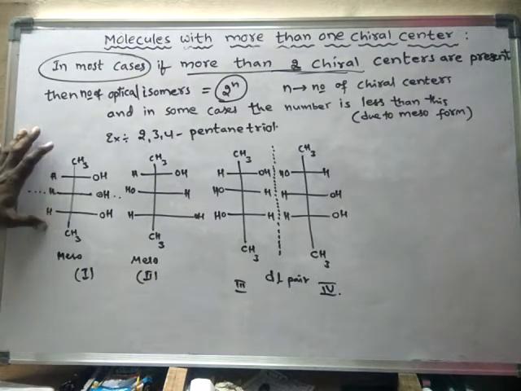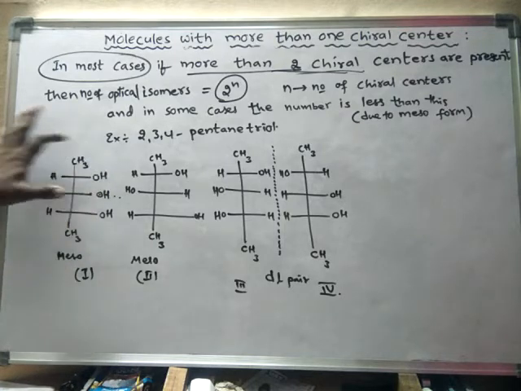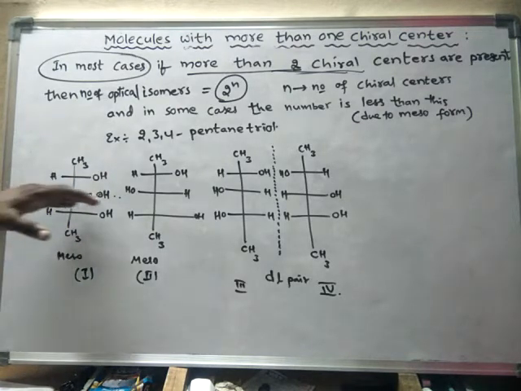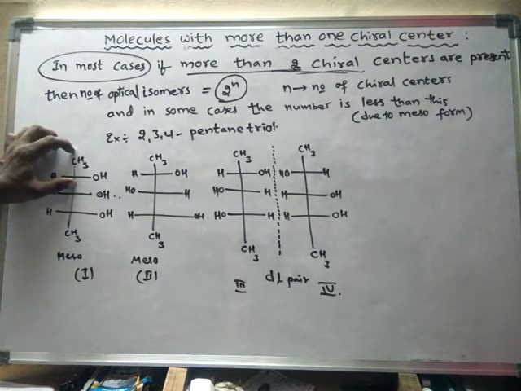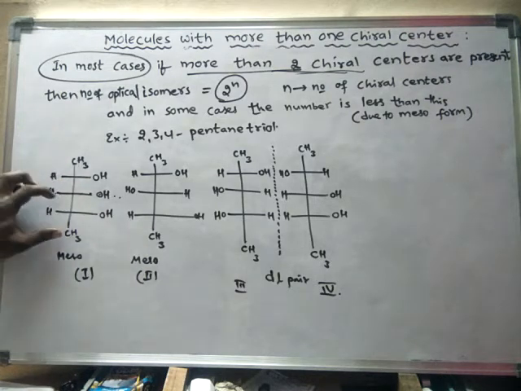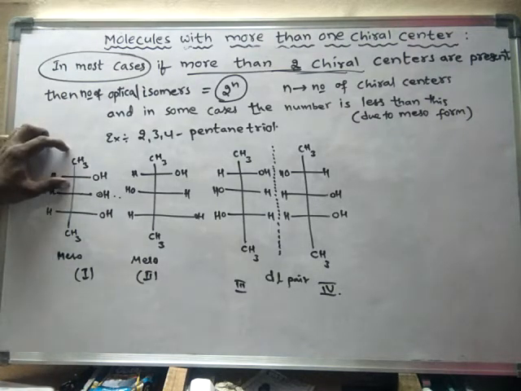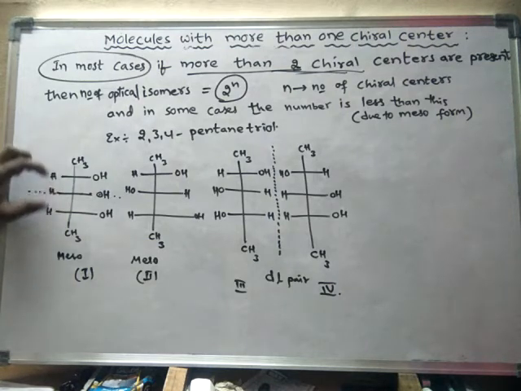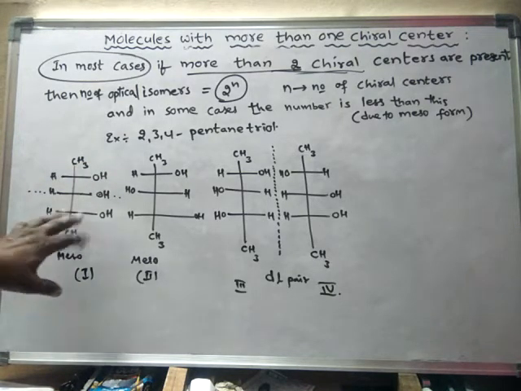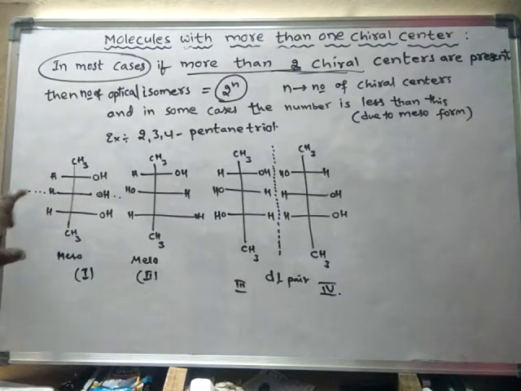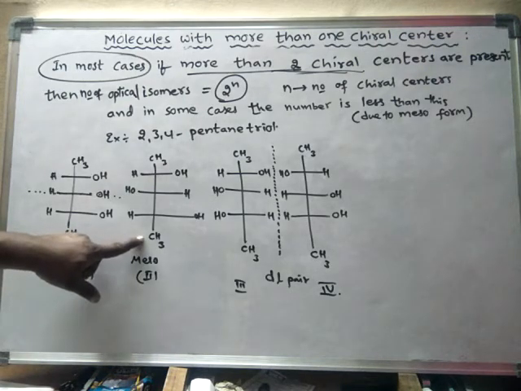These two portions are mirror images. If this is the plane of separation, this appears in the mirror like this, and this appears in the mirror like this. So these two parts form mirror images of each other. Hence, due to internal compensation, that molecule is optically inactive. This is called a meso form. This has a plane of symmetry. Any meso form will be optically inactive, and this is also another meso form.